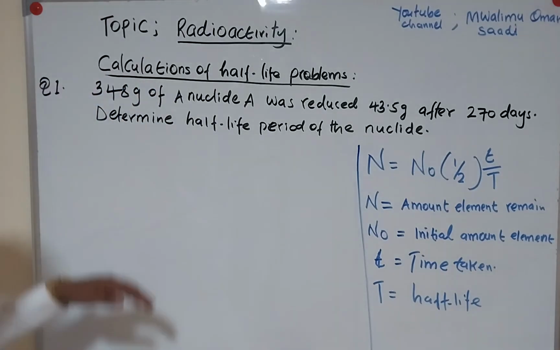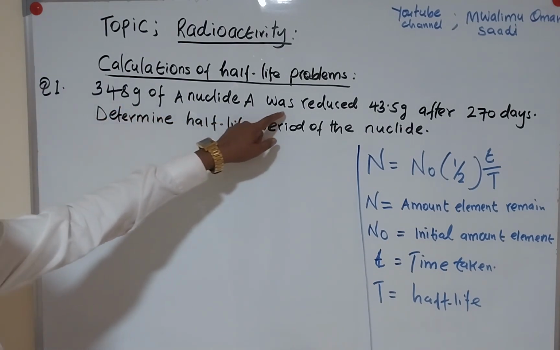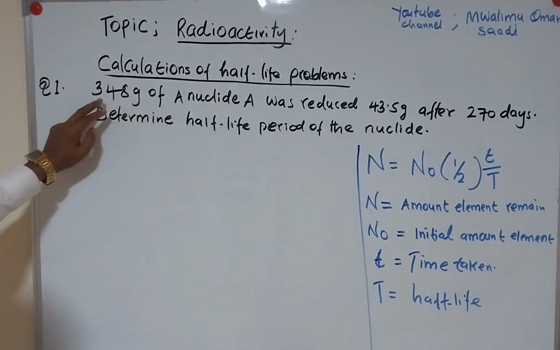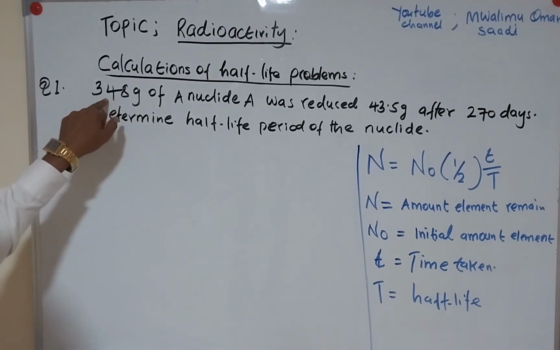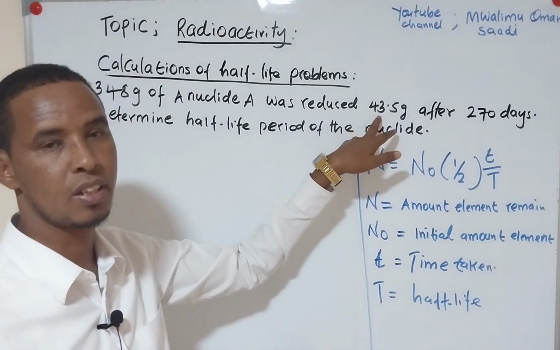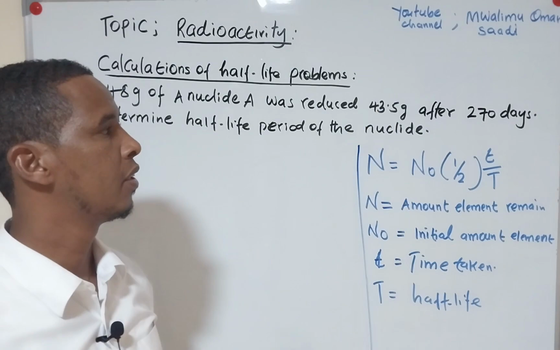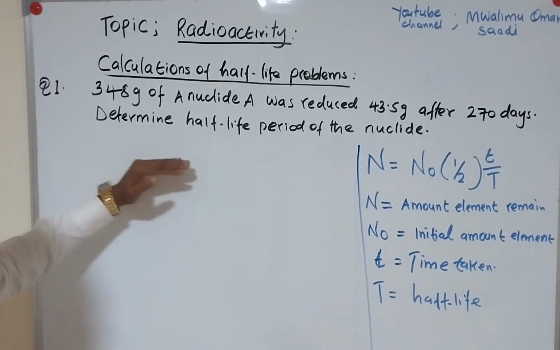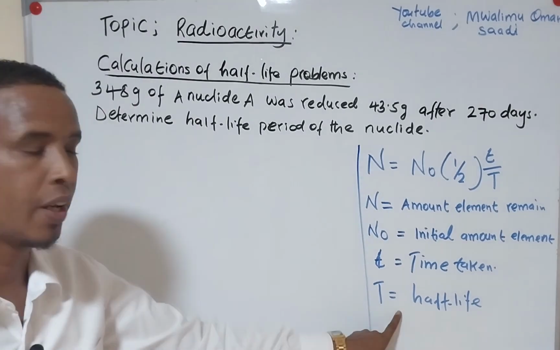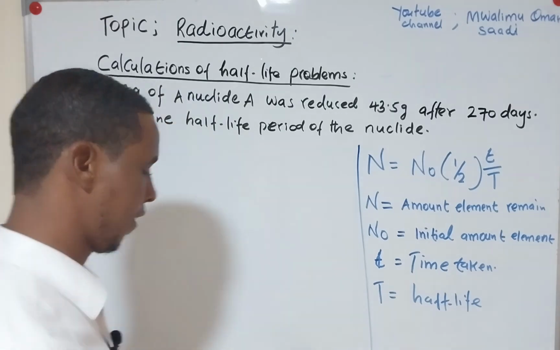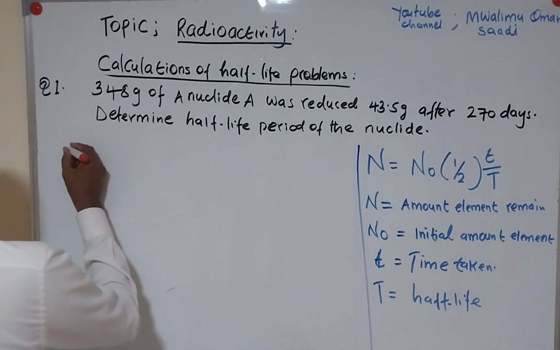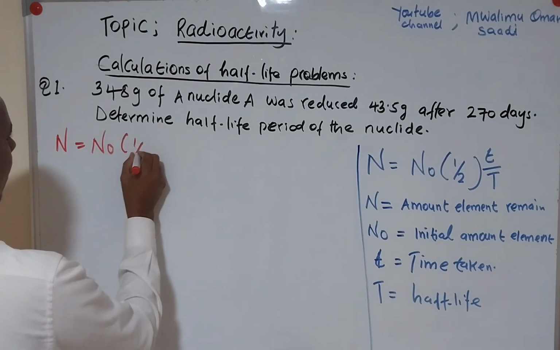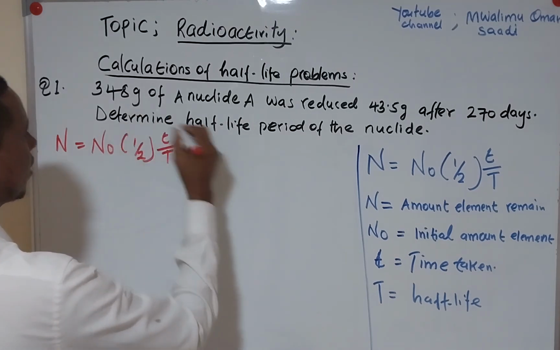So in our question now, we're told 348 grams of nucleide A was reduced to 43.5 grams, which means this is the initial mass of the nucleide, and this is the mass after it has undergone decay, that is 43.5. And the time is 270 days. So we were asked to determine the half-life. We want to find the capital T, that is the half-life. So let's use our equation to solve this. That is N is equal to N0 half small t over capital T.